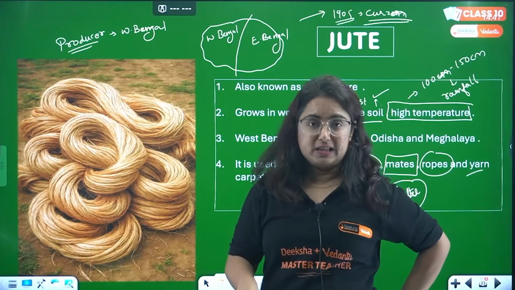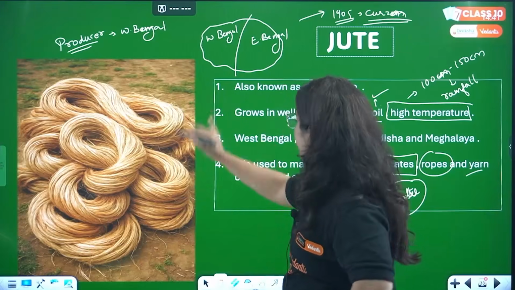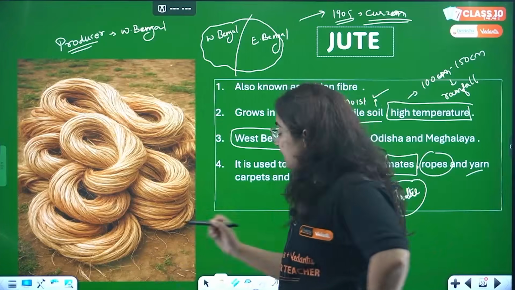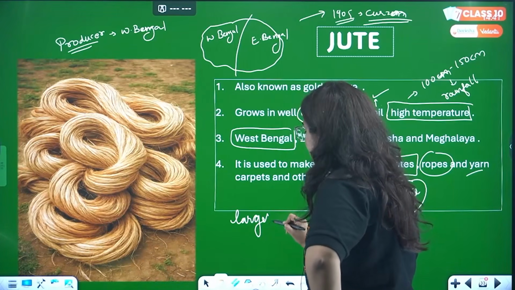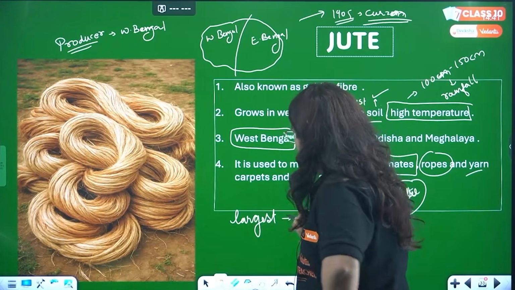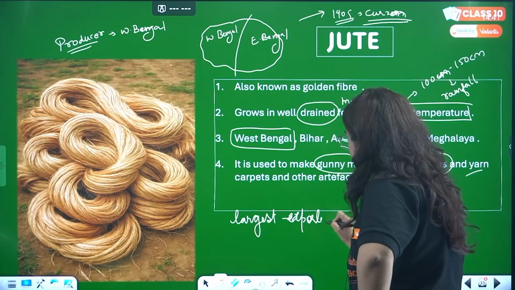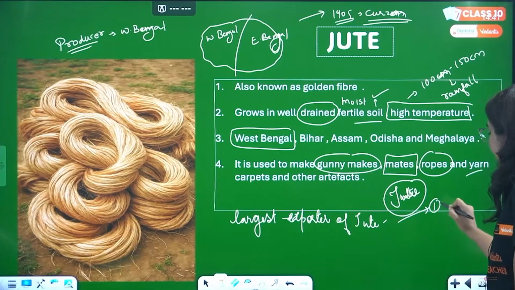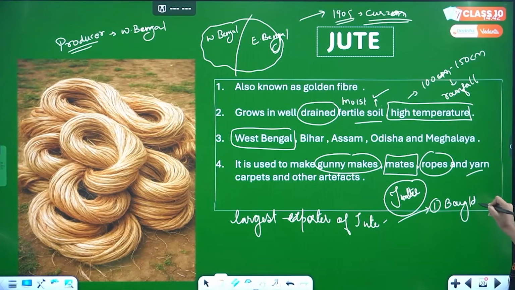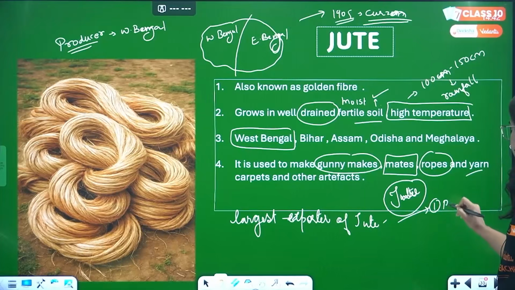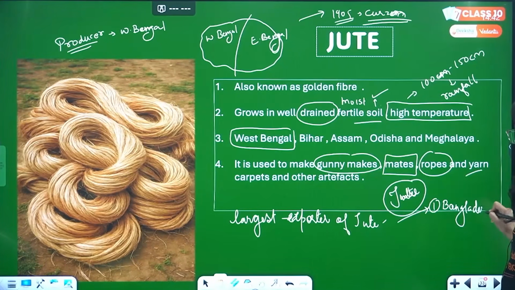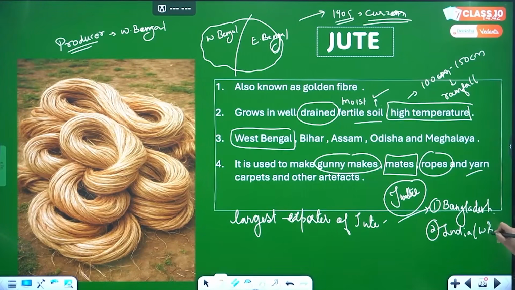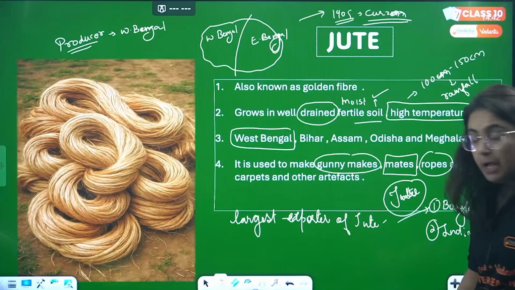But now the point is, my dear students, you know that West Bengal is basically the largest producer in India, but we are not the largest exporter. Why? Because in the world right now, the largest exporter of jute is Bangladesh at number one, and number two is India. And why is it India? Because majorly in the West Bengal area jute is being produced, but we are not the top exporter.